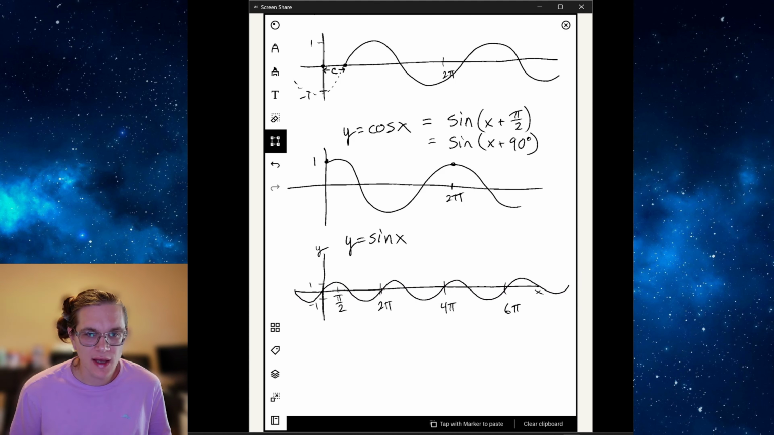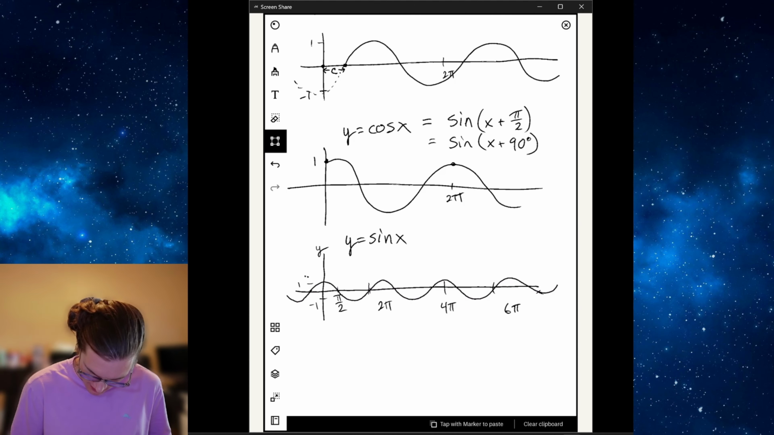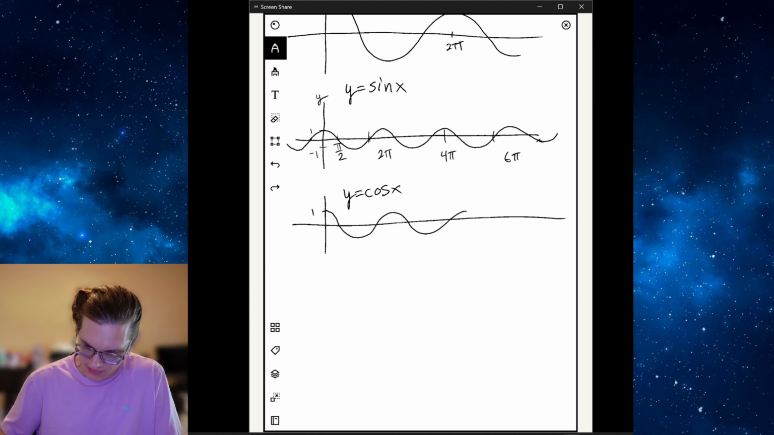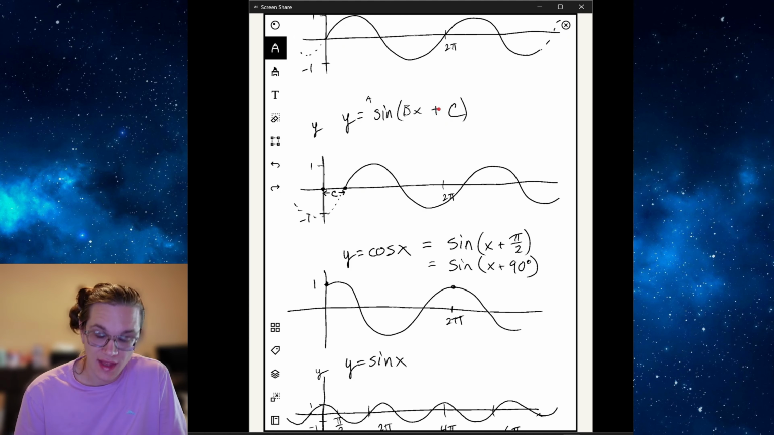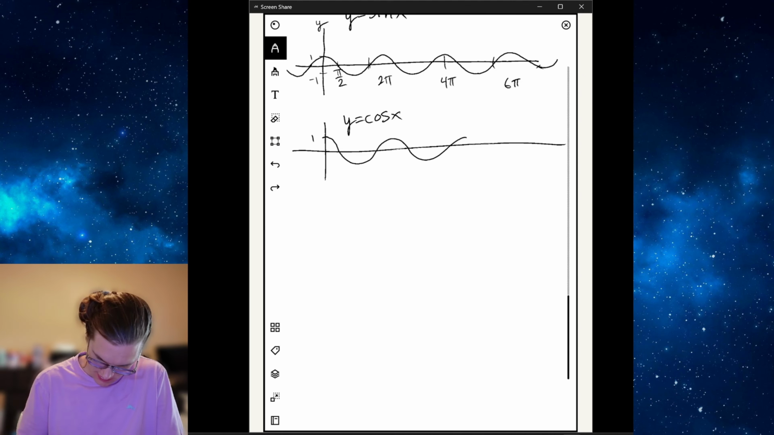Let's just shift it that much, right to there. You'll notice that now we have cosine. And just as a note, positive is a shift to the left, and negative is a shift to the right. I should mention that, so let me make sure I'm clear on that.